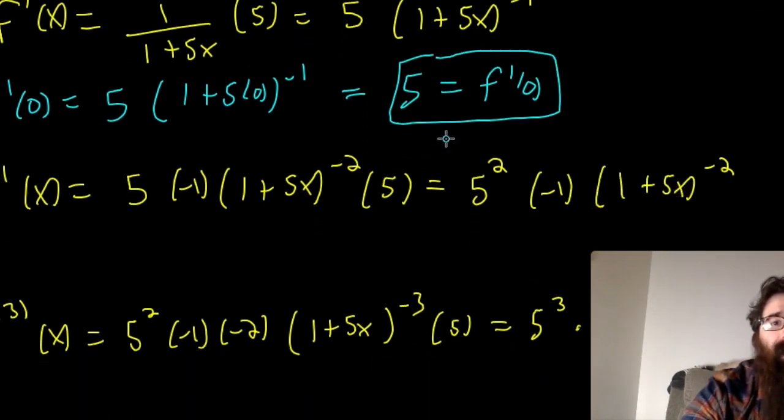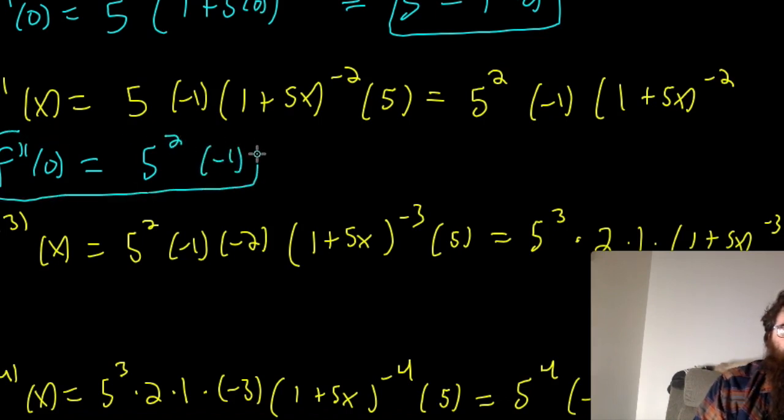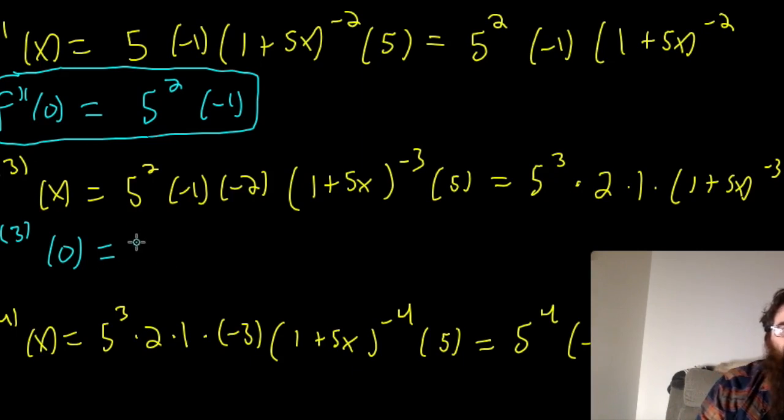And if I keep that in mind a bit as I go through the rest of these, for f double prime at 0, we'd say, well, here when I plug the 0 in, I get 1 to the power of minus 2, which is just 1. So I'm left with 5 squared times negative 1. And when I plug 0 into my third order derivative, again, keep in mind, 5 times 0 is 0, 1 plus 0 is 1, 1 to the power of minus 3 is just 1, so I'm really just left with this coefficient, 5 cubed times 2 times 1.